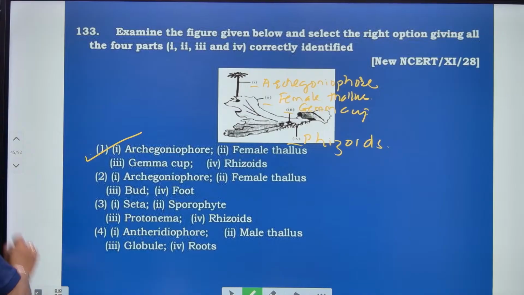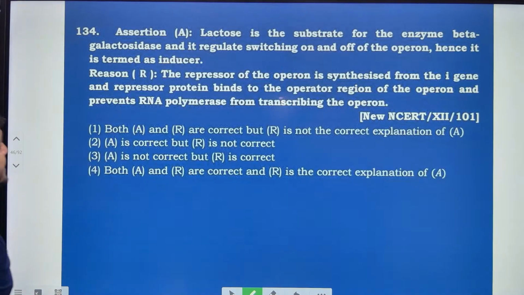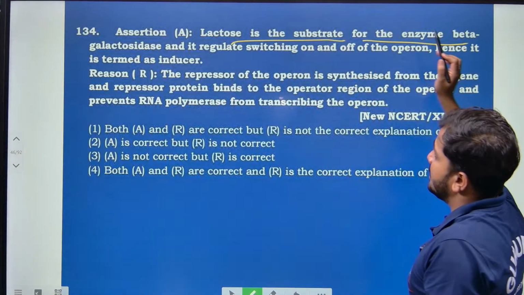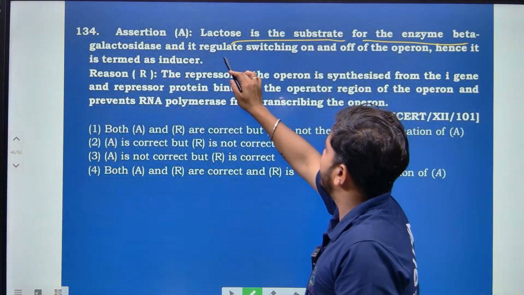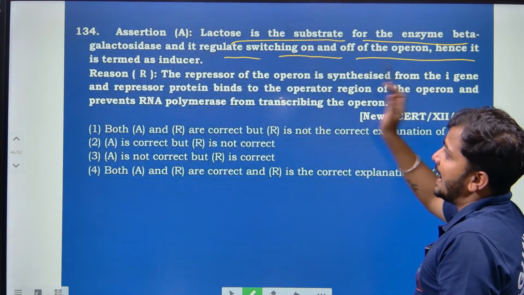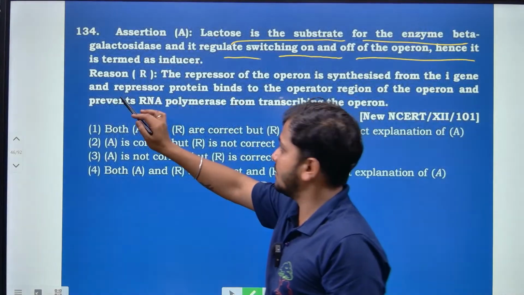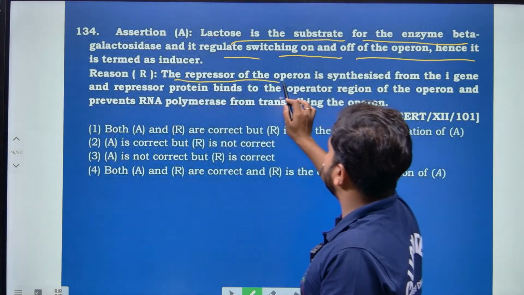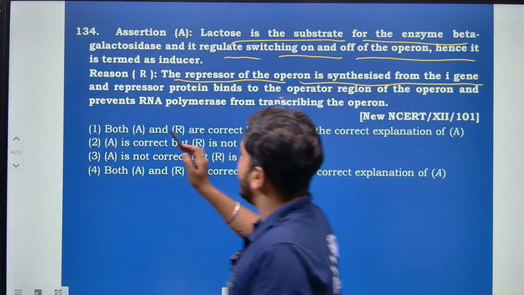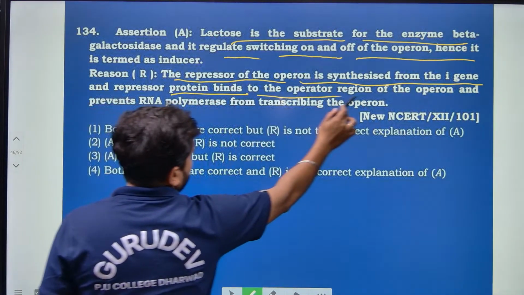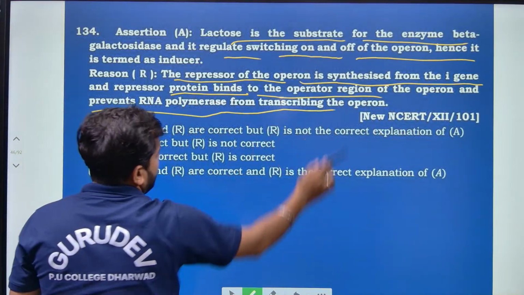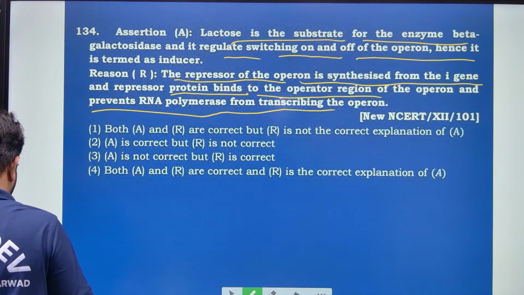So according to that, option 1 is correct, right? Then the assertion: lactose is the substrate for the enzyme beta galactosidase, and it regulates the switching on and switching off of the operon. Hence it is termed as an inducer, right? Then the repressor of the operon is synthesized from the I gene, and a repressor protein binds to the operator region of the operon and prevents the RNA polymerase from transcribing the operon, right?